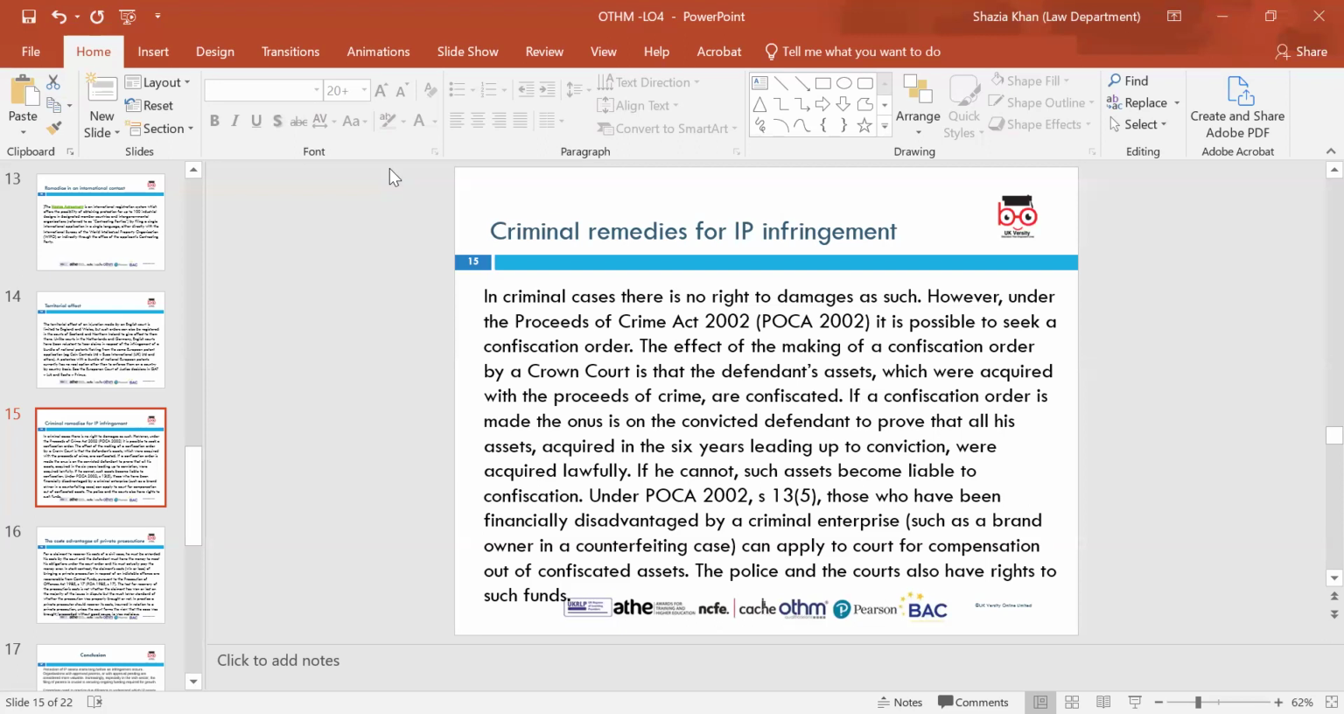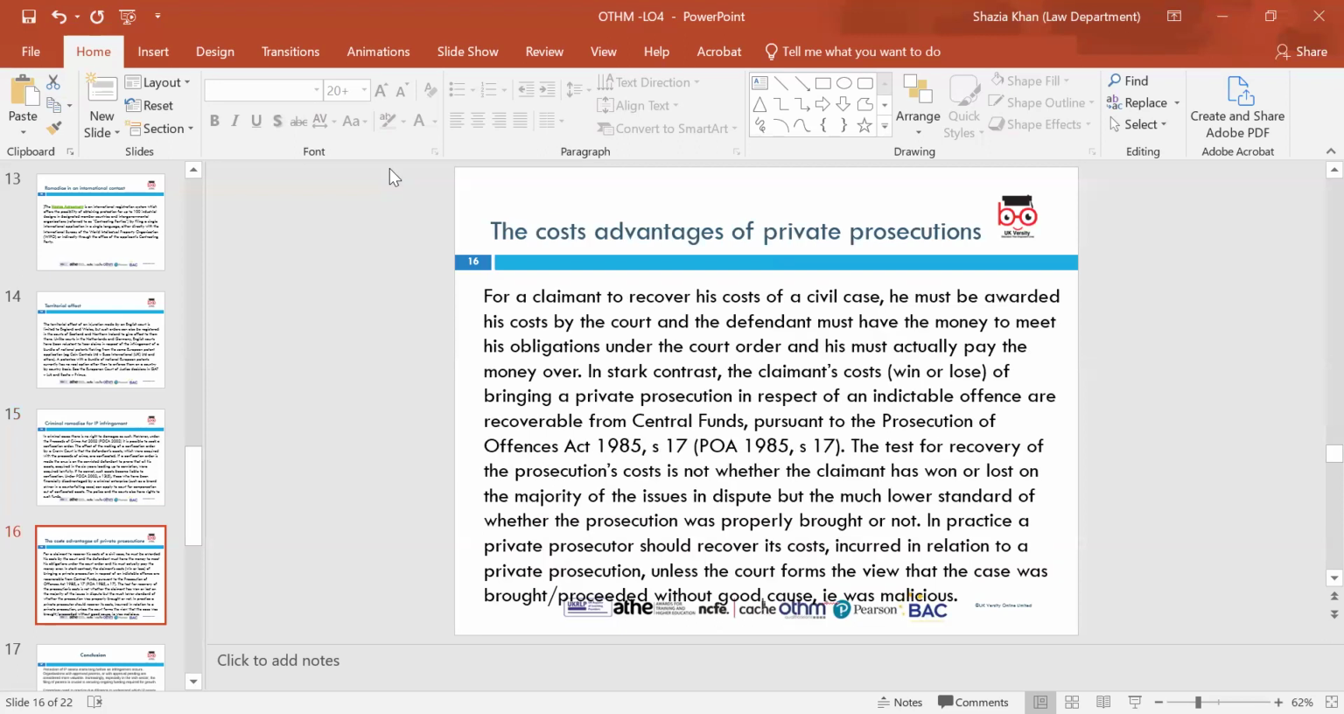So there are laws in place to protect individuals' rights and also protect EU rights as well in an international context. The cost and advantages of private prosecutions.